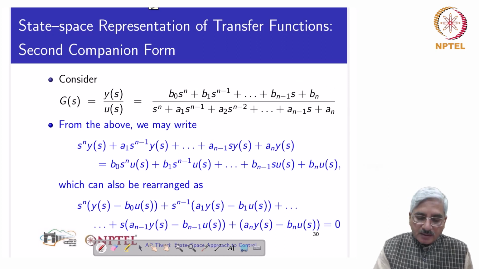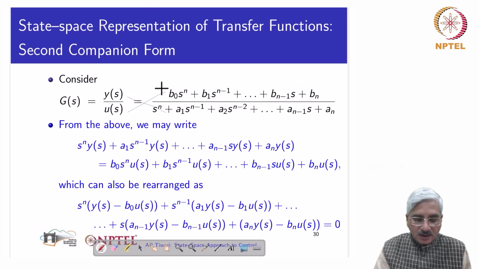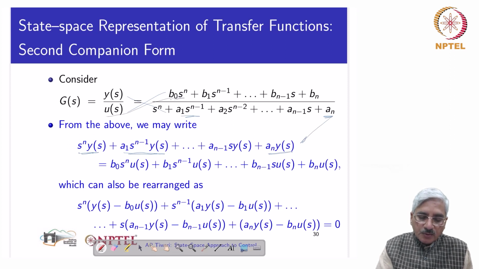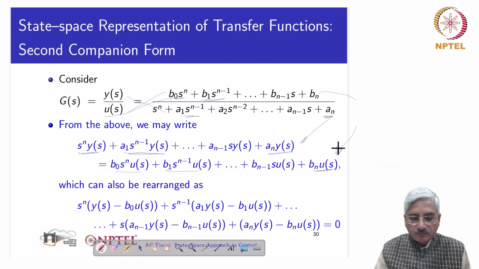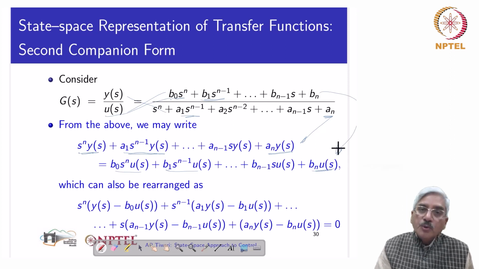Now if we cross multiply the terms like this, then we have s^n Y(s) plus a1 s^(n-1) Y(s), and so on up to an Y(s). This will give b0 s^n U(s), b1 s^(n-1) U(s), and so on like this up to bn U(s). And what we do is we look at the powers of s. So here we have power s^n, this is s^n with Y(s), this is s^n with U(s). We take these terms together.